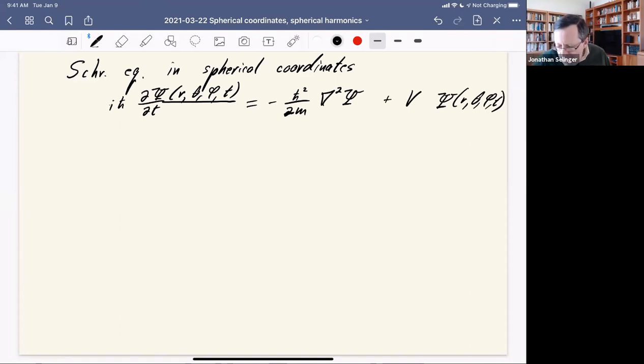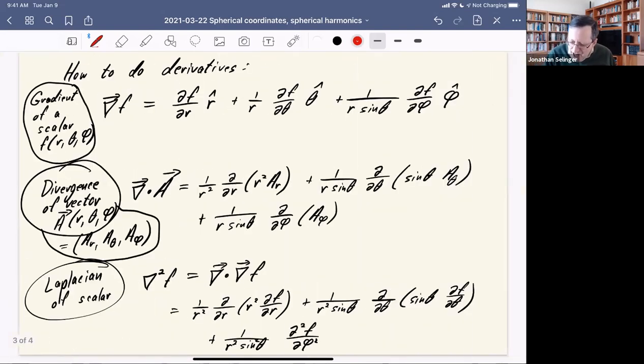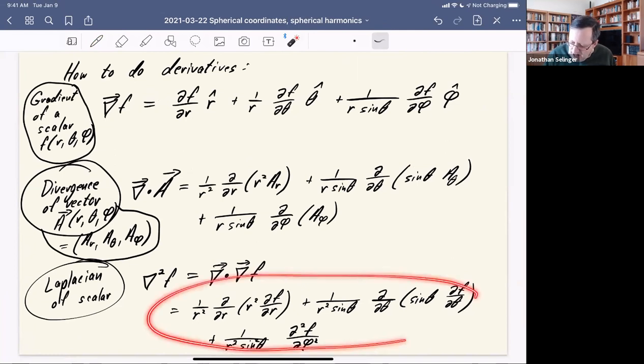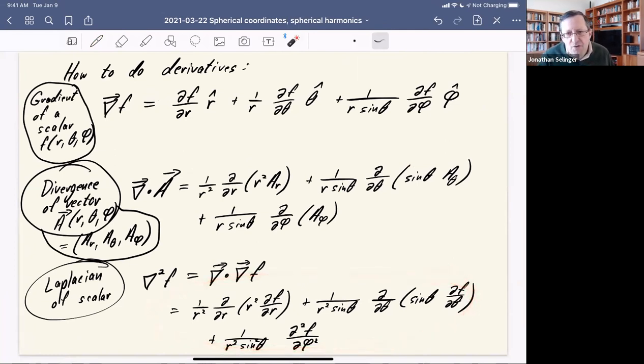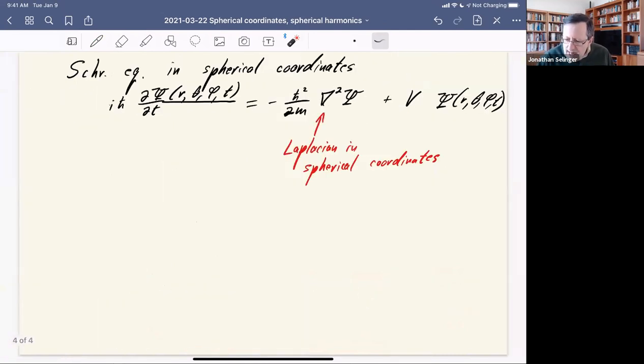Okay. And when I write this, let's point out that this Laplacian is the Laplacian in spherical coordinates. I'm not writing it all out right now to save time, but I will again in a minute. This Laplacian means the same thing that was written out before, but with f changed to ψ. And that's the bad news, right?